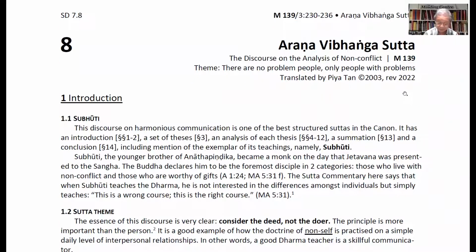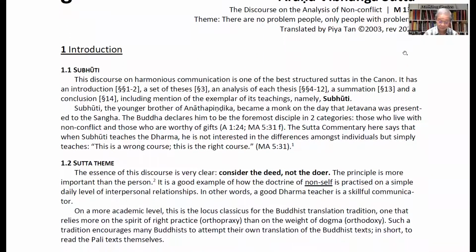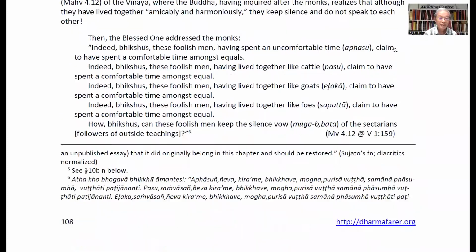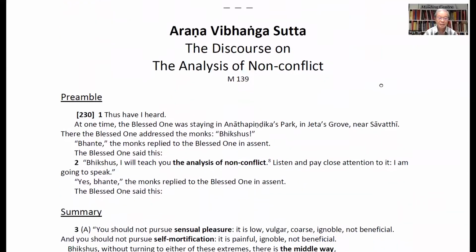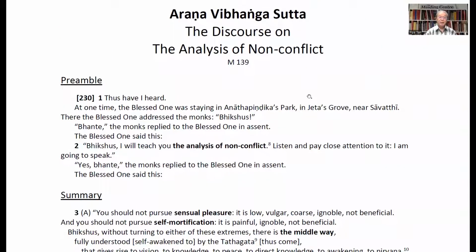Go down. Right, so okay, past already. Go up a bit here. Okay, here we are. Arana Vibhanga Sutta, the Discourse on the Analysis of Non-Conflict. Thus have I heard. So that number 230 is the Pali page. This Pali version is by the Pali Text Society in Roman letters. So we have this, sometimes called the European version.